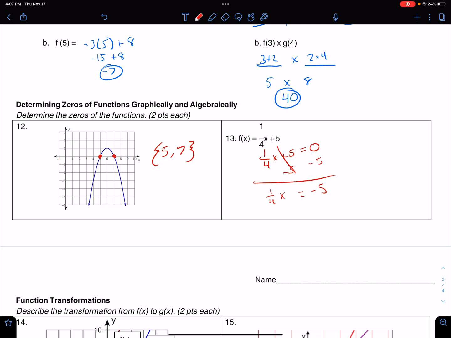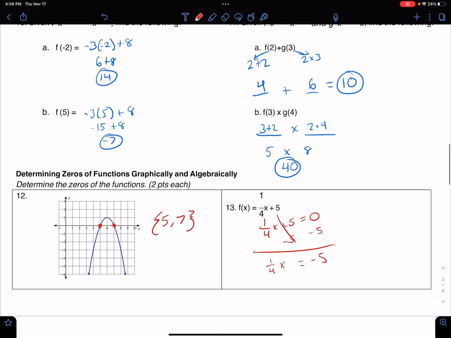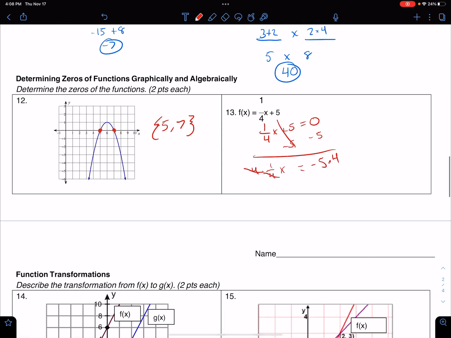How do I get rid of divide by 4? Whoa, I multiply by 4 on both sides. So my 4's will cancel out. I'm left with x equals -20. Just like that. So that will also be a 0 for me.